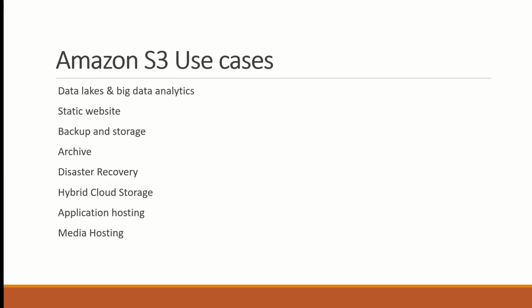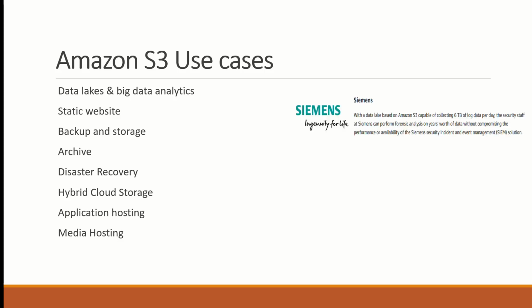Some of these businesses around the world are Siemens. Siemens uses S3 as their data lake, and this helps them collect about 6 terabytes of log data per day. Their security staff at Siemens can perform forensic analysis on years' worth of data without compromising performance or availability of the Siemens security incident and event management solutions. So this is one of the use cases that Siemens uses Amazon S3 for.